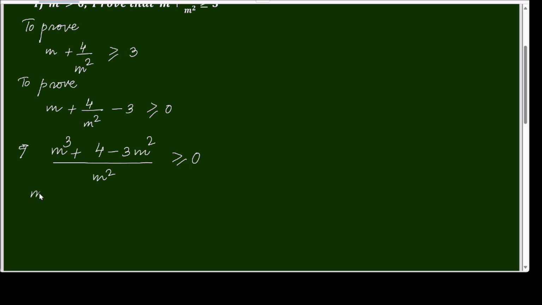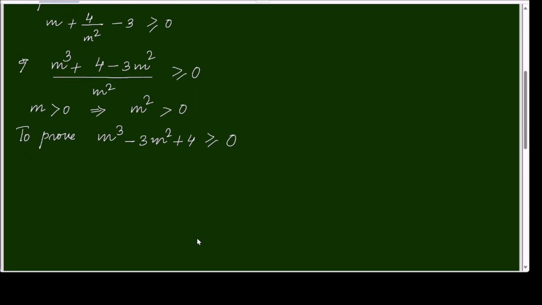Now since given that m is greater than 0, m square is greater than 0, so I can write, to prove m cube minus 3m square plus 4 is greater than or equal to 0. So this is our question now. Now let's see the LHS, m cube minus 3m square plus 4.